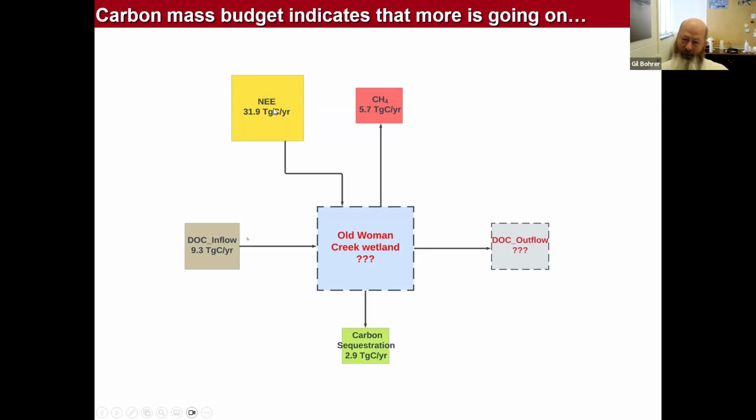These are large numbers because we multiply it over the whole wetland, the whole year. But no model ever can produce such a high number. It's almost stoichiometrically unreasonable to have such a high number. So what else is going on?